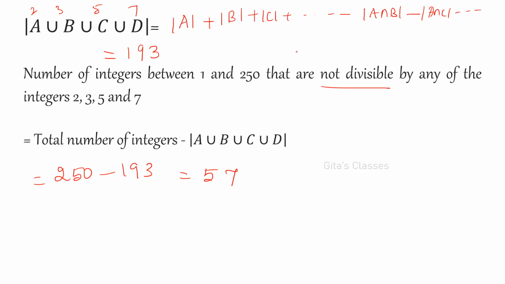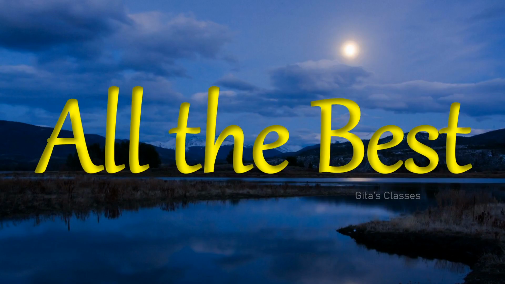But we want those not divisible by these, so you have to subtract: 250 minus 193. So 57 is the answer for that. Okay, so it is a very small unit. You can expect direct questions from this. Please practice the problems; I have done more problems in my classes. Please go through them if you have time.